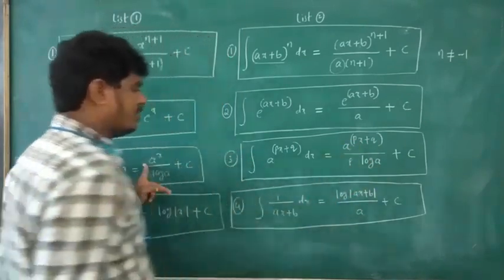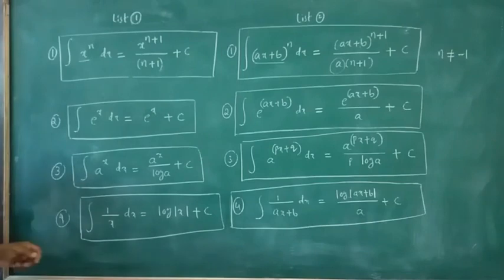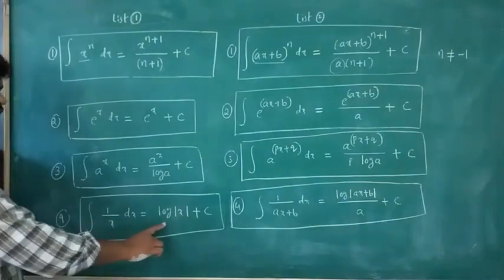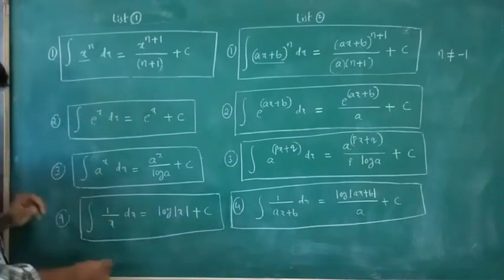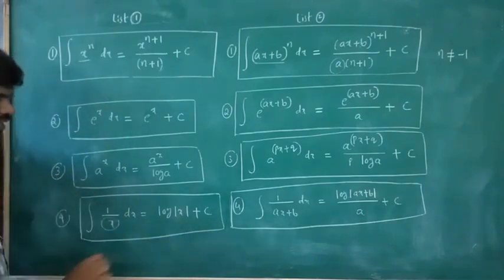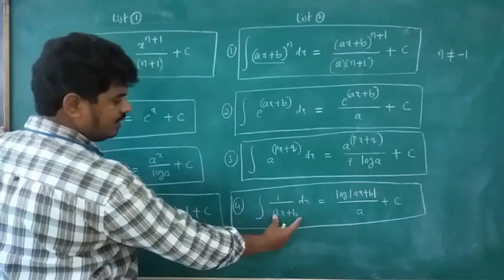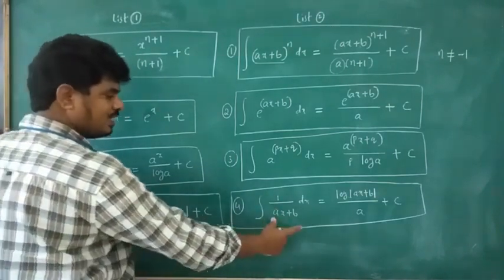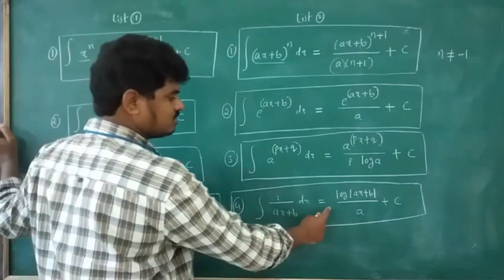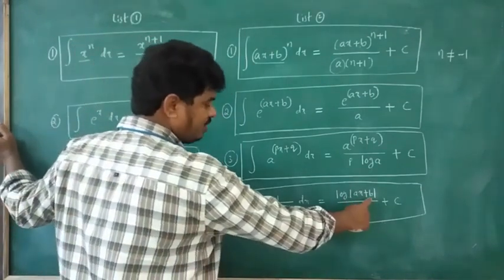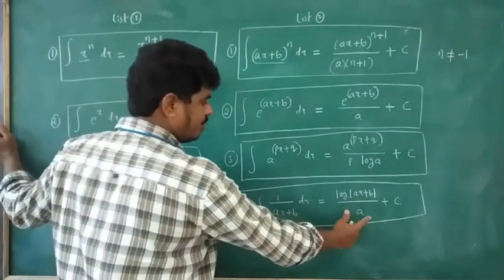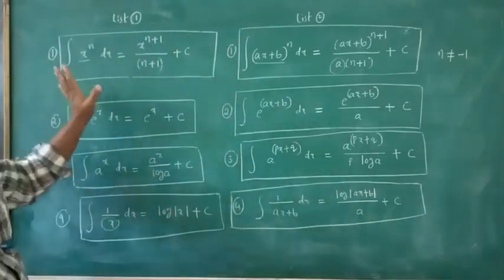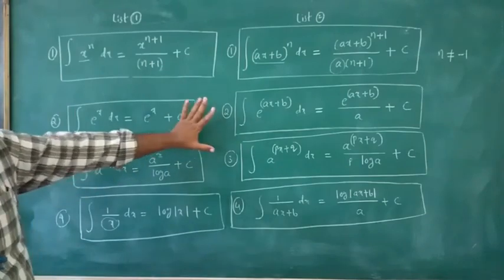Next, what is the integral of 1 by x dx? That is log mod x plus c. Here, in the place of x, we are having ax plus b. So the integral of 1 by ax plus b dx equals log of ax plus b divided by a plus c. Just observe these formulae for some time.